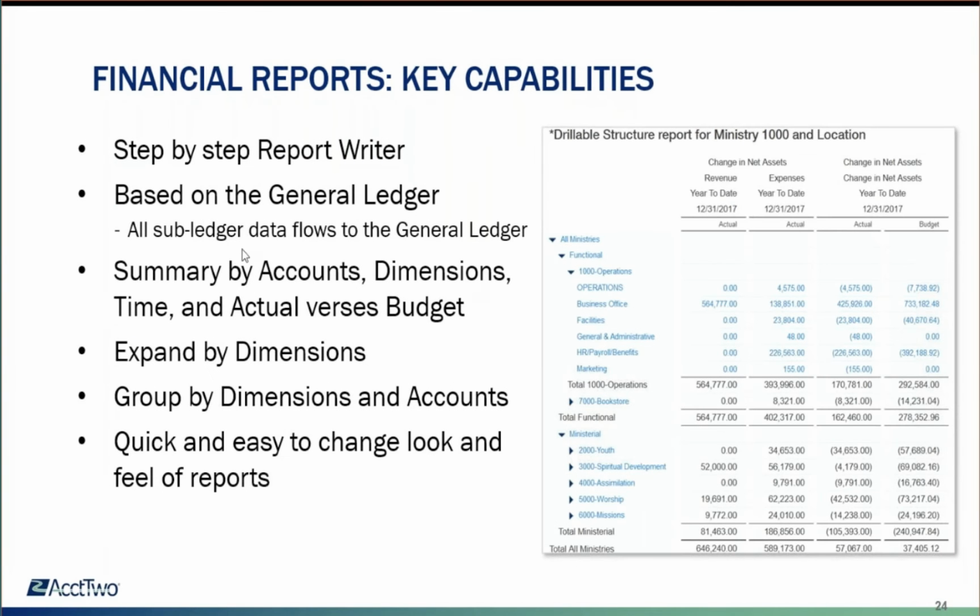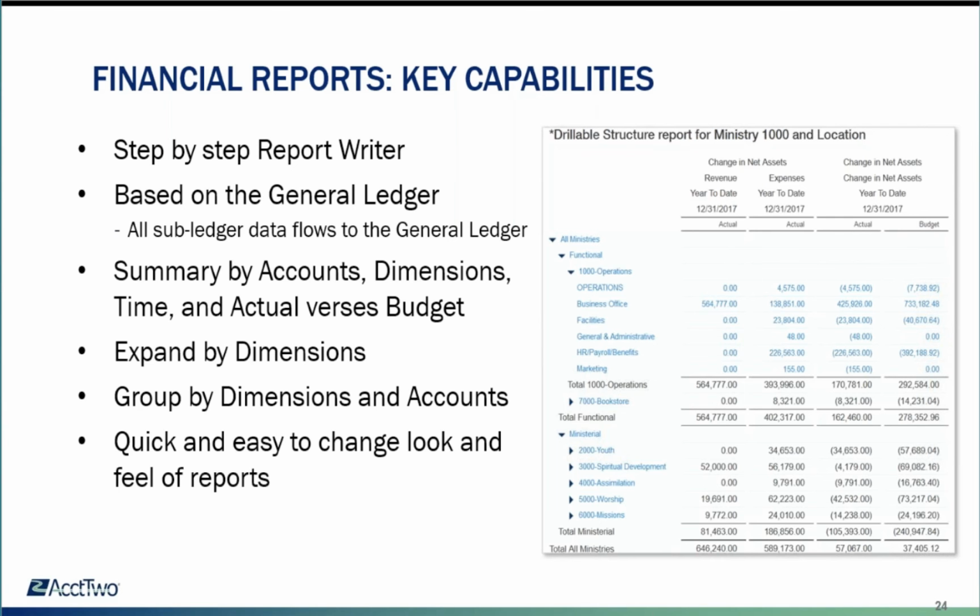All right, but there are some key capabilities of the financial report writer. So it is a step-by-step report writer. It walks you through the process. It leads you down a path, and that can be good. As we mentioned, the financial reports are based on the general ledger. All subledger data flows to the general ledger. Therefore, the financial reports are based on data from throughout Sage Intacct. It does summarize. These reports can summarize by GL account, by dimensions, by time, and actual versus budget.